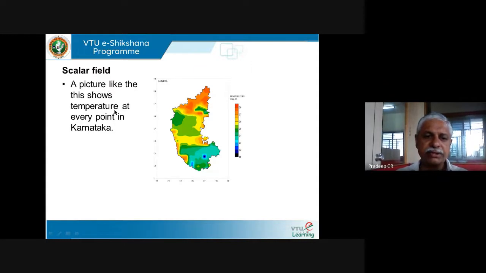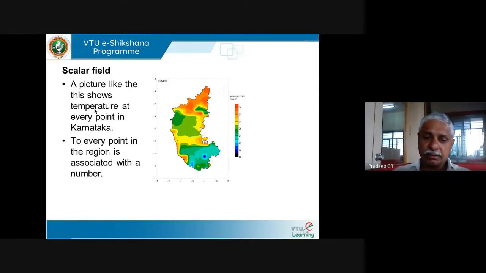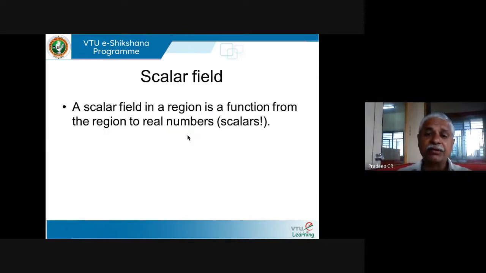A picture like this shows temperature at every point in Karnataka. It doesn't show actual temperature, it shows average annual temperature. So every point in the region is associated with a number. So now we have to think of it like this. I take a region, every point in the region, I'm giving a number to that point. Such a thing is called a scalar field. A scalar field in a region is a function from the region to real numbers.